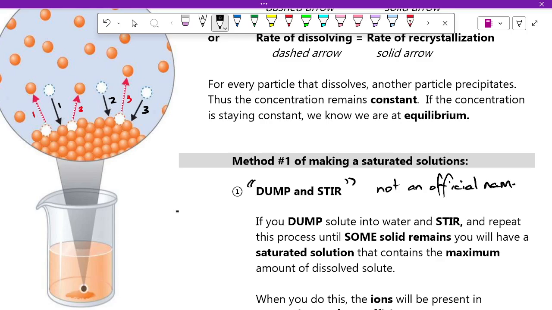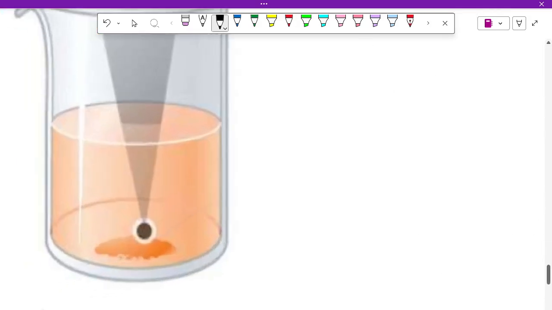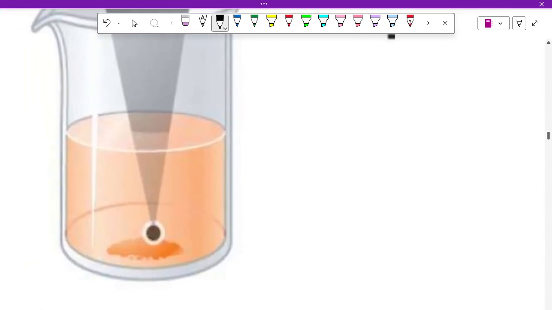It's just very descriptive. You dump some solute into water and you stir it. If it all goes away, you will dump more in and stir some more. And if it all goes away, you'll dump more in and you'll stir some more until what? Something happens, until recrystallization. So I dump some in, I stir it, and all the solute is gone. I only see a clear solution with nothing else in there.